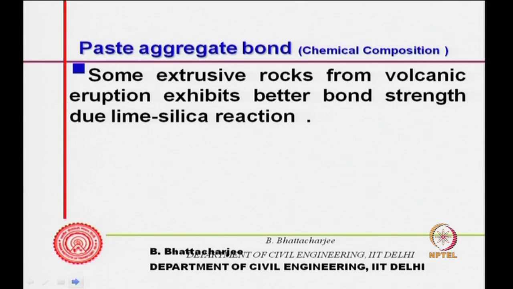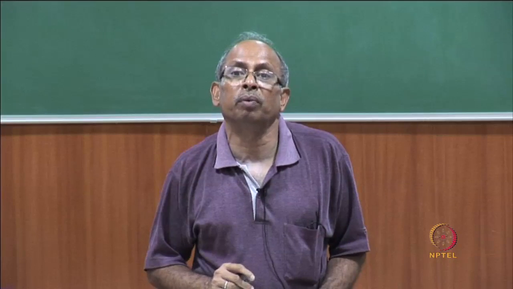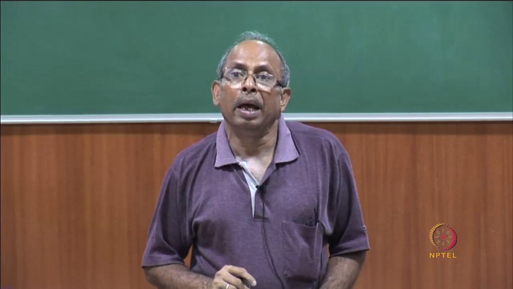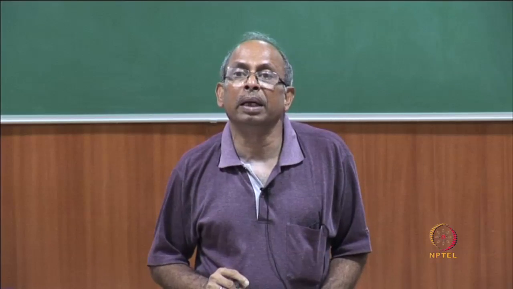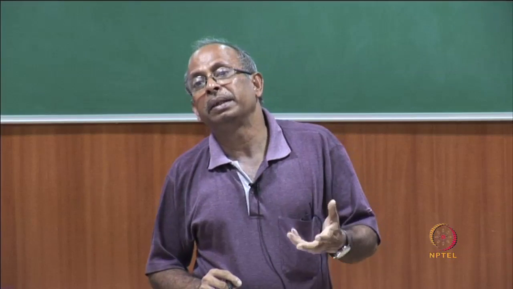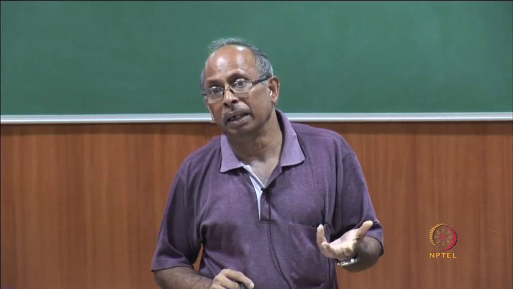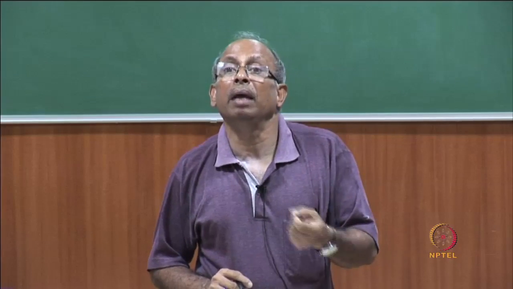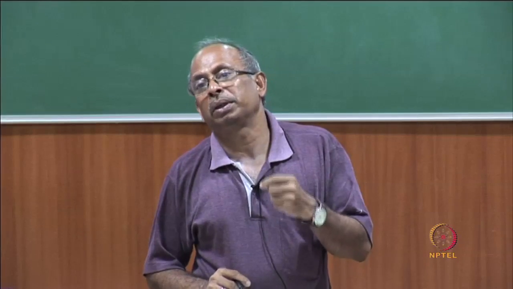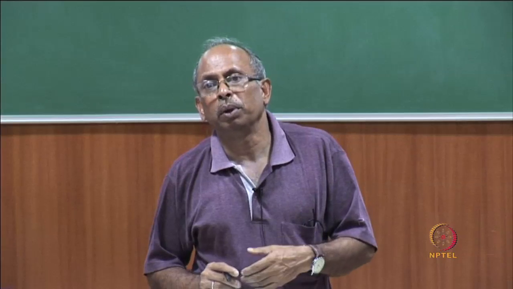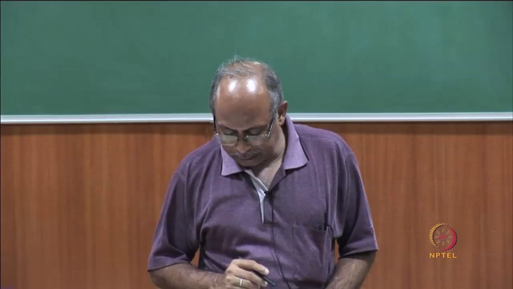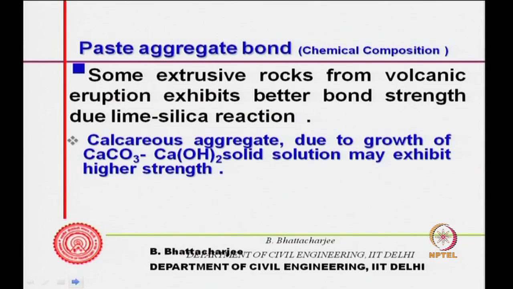Volcanic, as I said, the chemical bonding occurs when you have got volcanic extrusive rocks from volcanic eruption, and they can have better bond strength due to lime silica reaction, because cement hydrates have got lime, that is what we have seen earlier, and this lime can react if the aggregate surface has got some sort of reactive silica. So, similar to pozzolanic reaction this can occur, and some of the calcareous aggregate due to growth of calcium carbonate, calcium hydroxide solid solution may exhibit higher strength.